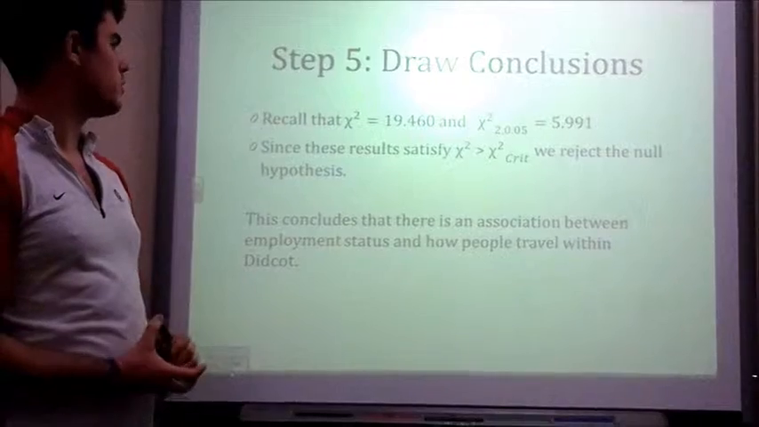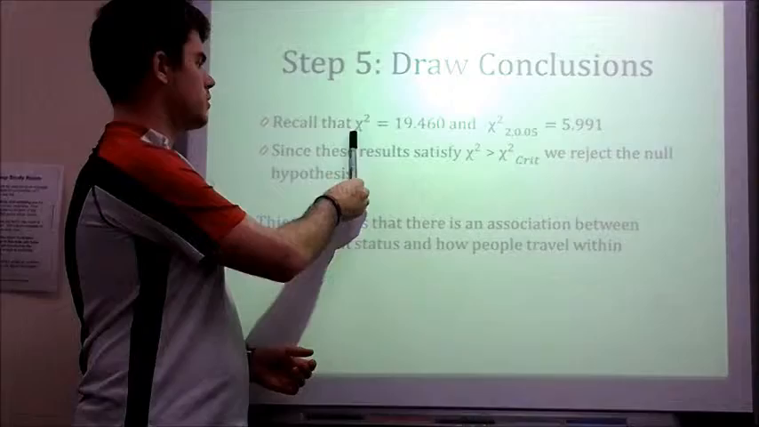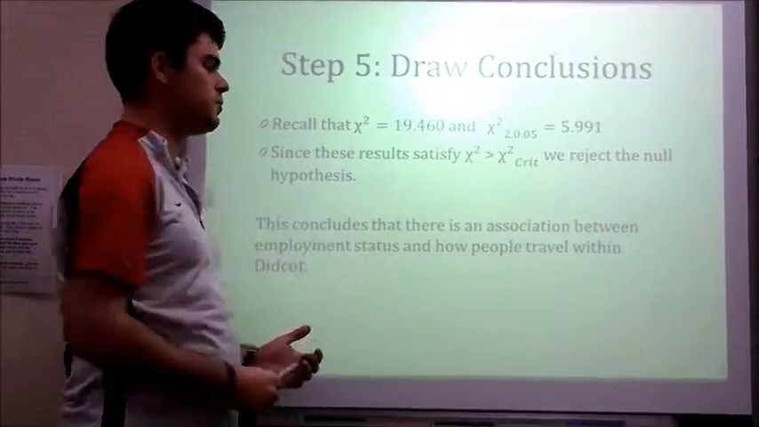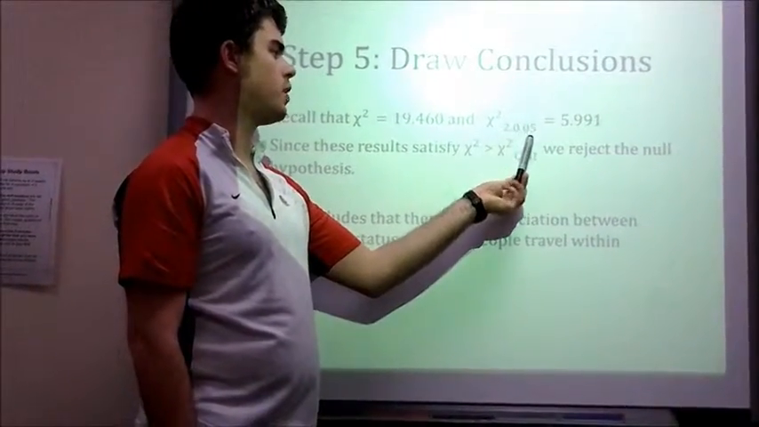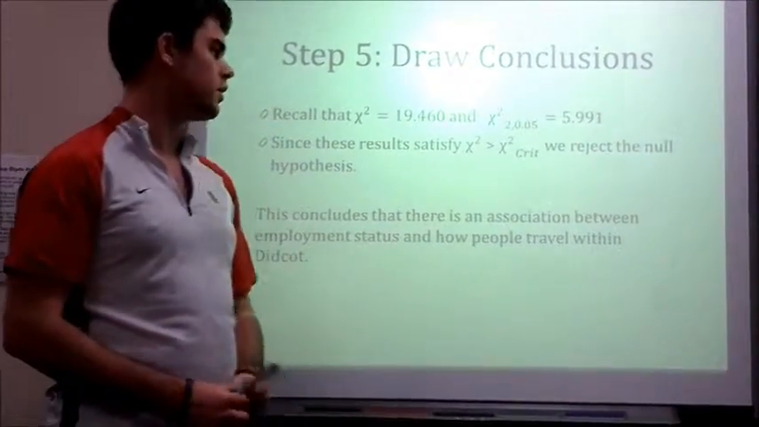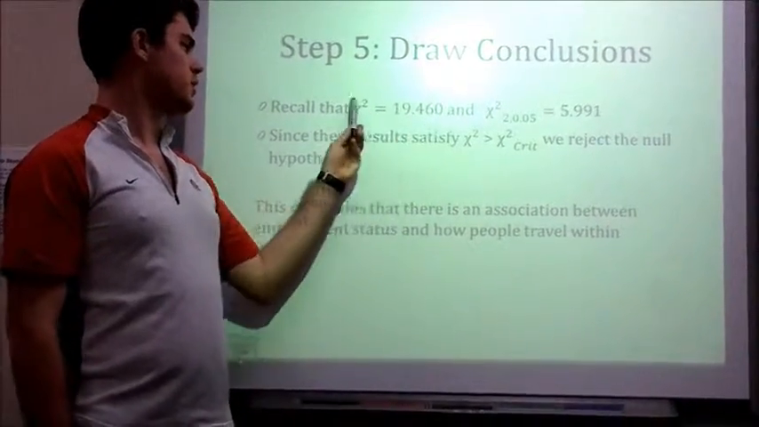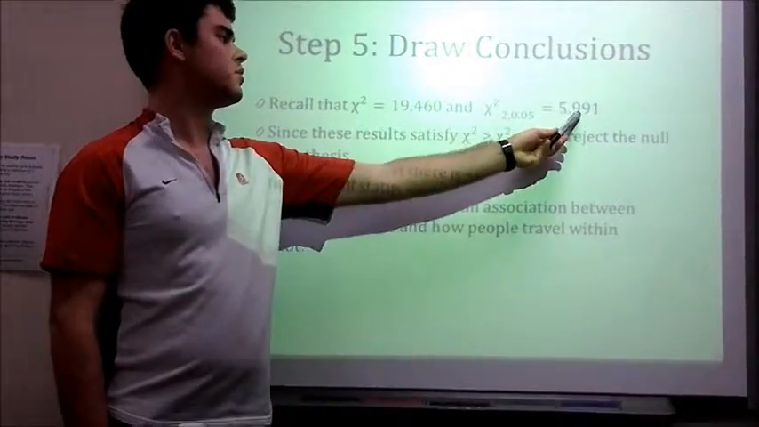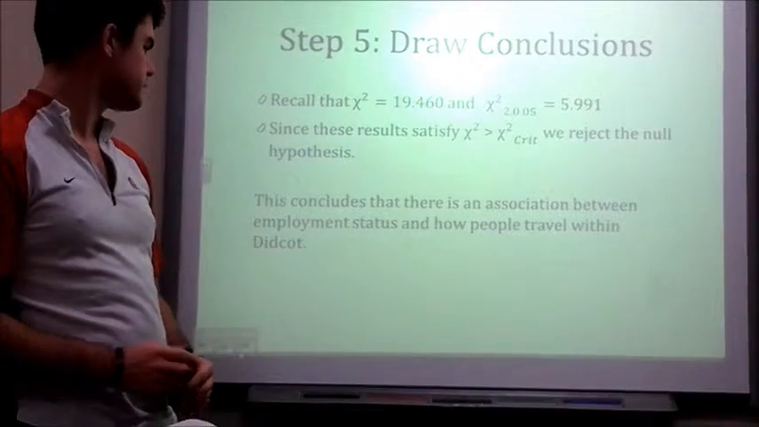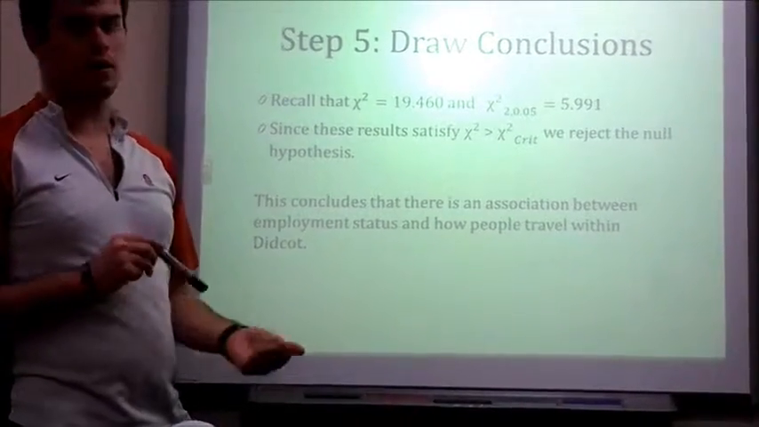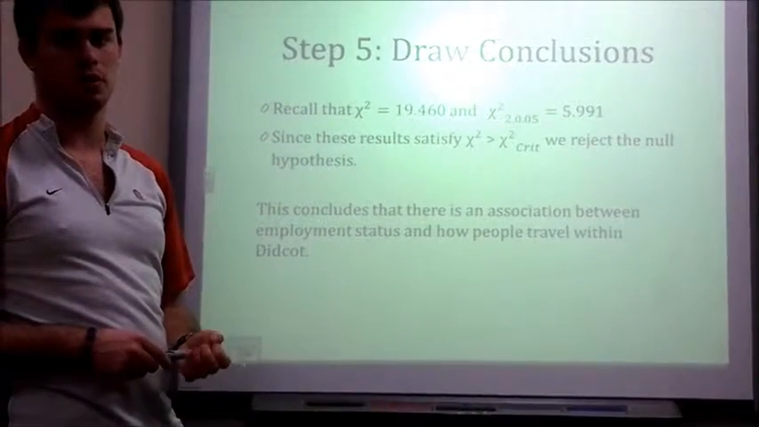Step 5. Draw the conclusions. Recall that our chi-squared statistic was 19.46, and our critical value with 2 degrees of freedom at the 5% level was 5.99. These results show that our chi-squared test statistic is greater than the critical value. Therefore, we reject the null hypothesis. This concludes that there is an association between employment status and how people travel around Didcot.